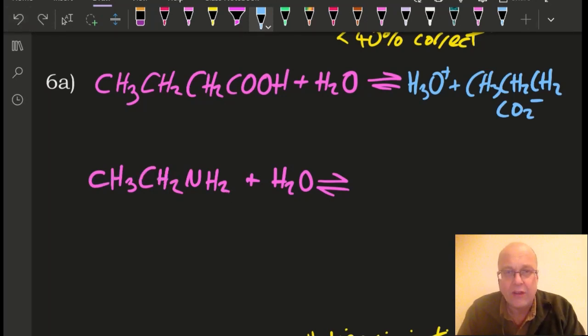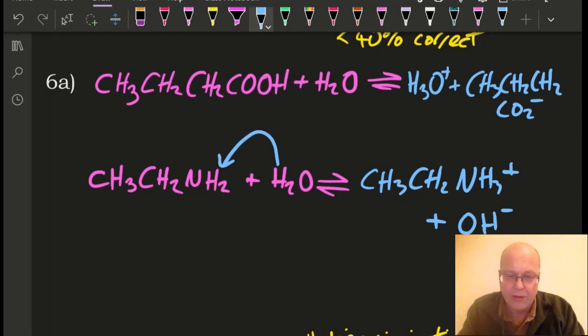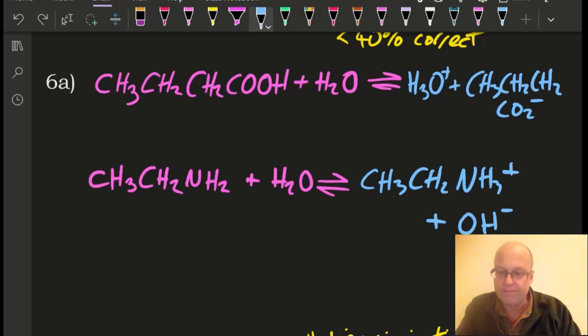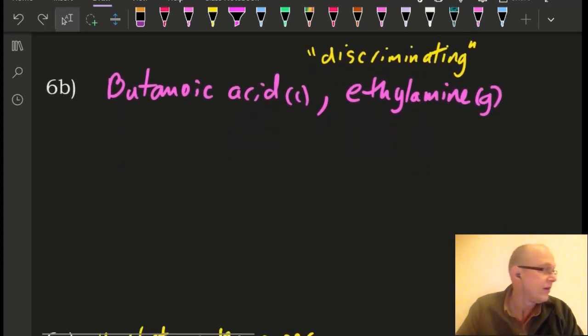So ammonia is going to grab a proton to go to ammonium. So I've got my CH3, CH2, NH3 plus, and don't forget it's a base because it's like ammonia, and pretty much all bases make this hydroxide ion. So a hydrogen ion goes from the water to there, just like ammonia. Is that right? Yeah. Got to have that equilibrium. And again, I didn't put the state symbols, but no penalisation for that. This question was discriminating. Only the better students got it.